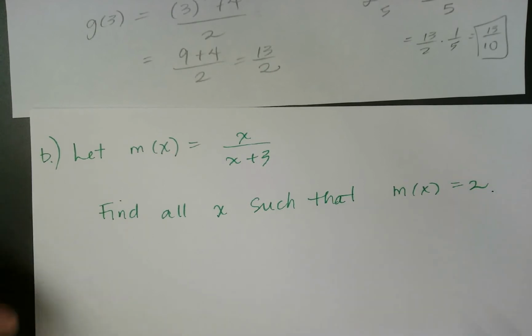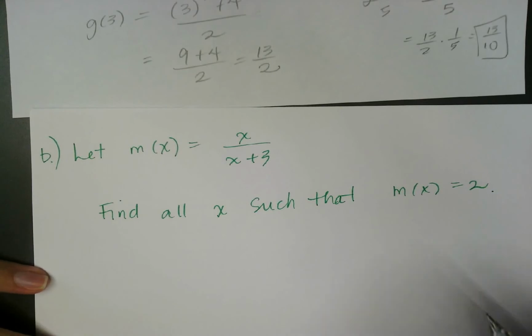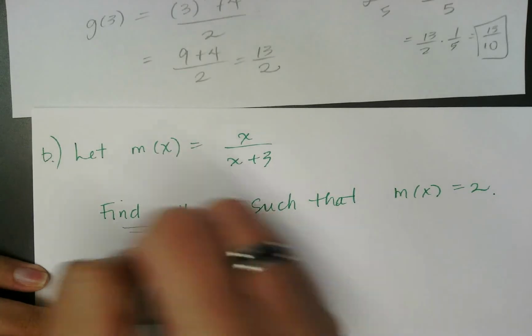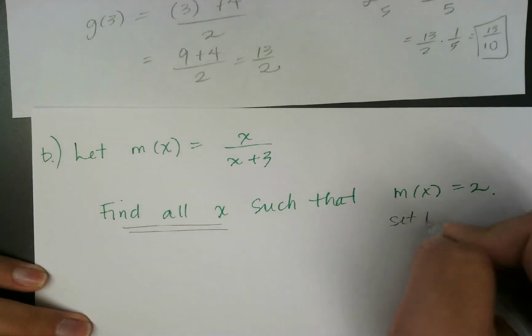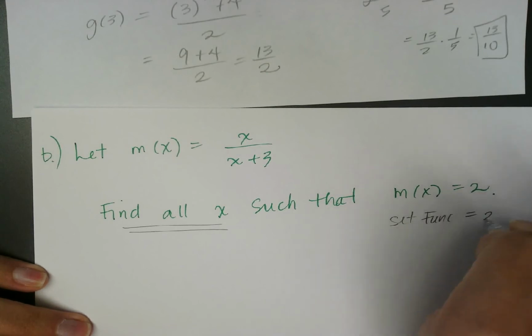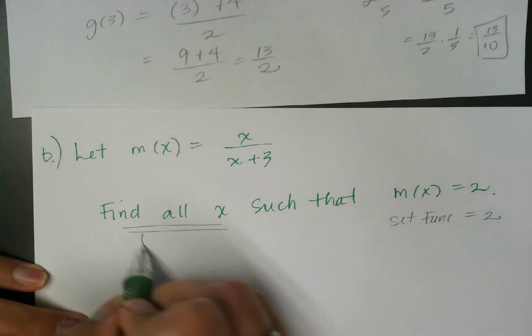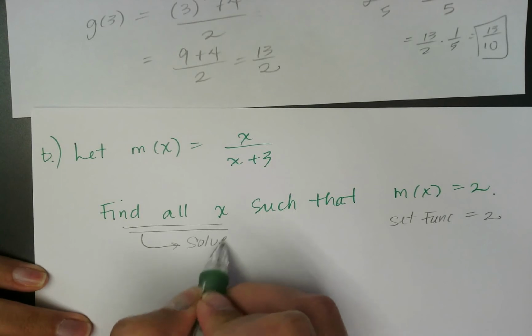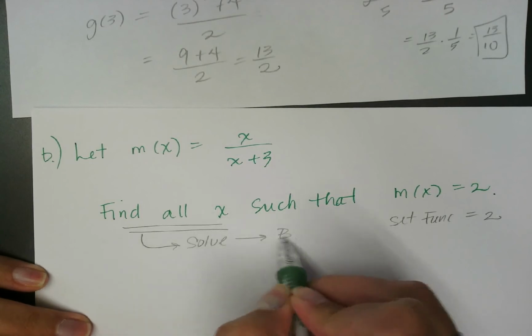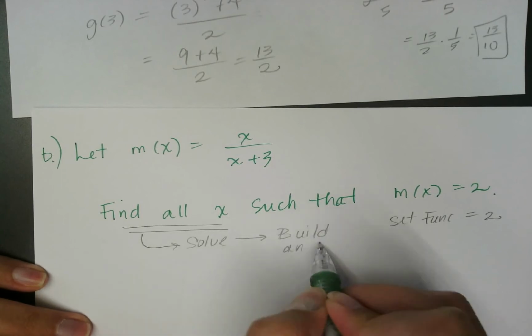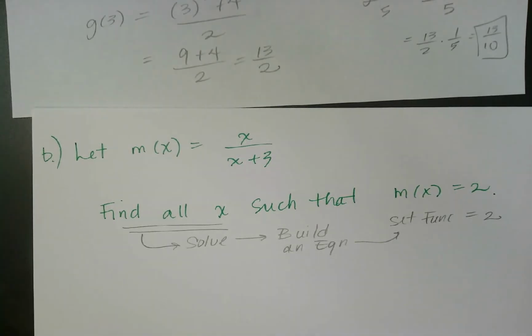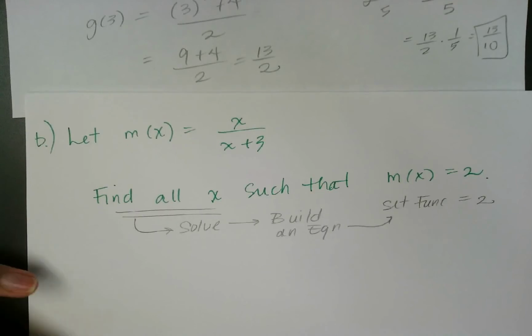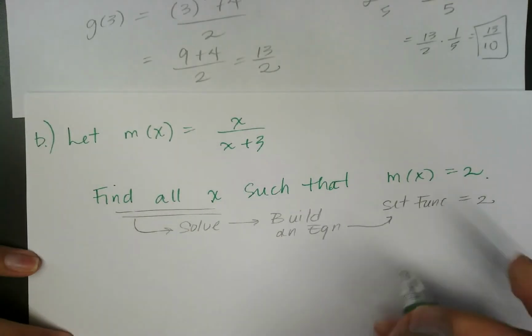What's that mean? What am I doing? Set x over x plus 3 equal to 2. Good. So take your function, set the function equal to 2. Find all x means solve. So what does that mean? Build an equation. So you got to know the difference between m of 2 and m of x equals 2. So, set your function equal to 2.